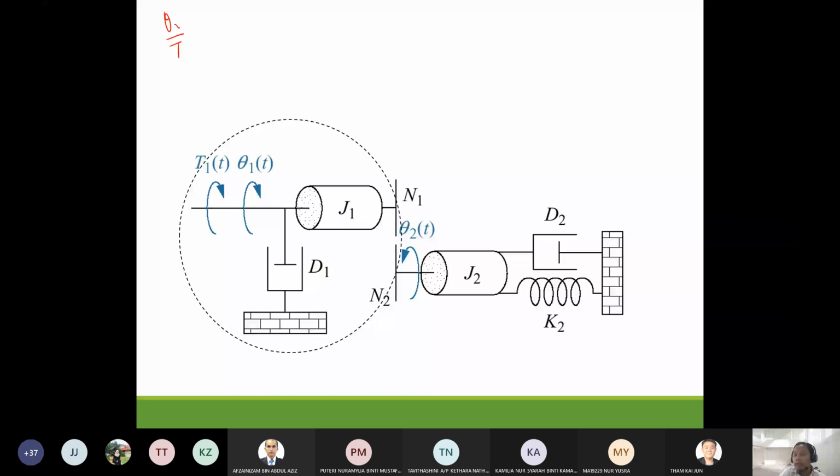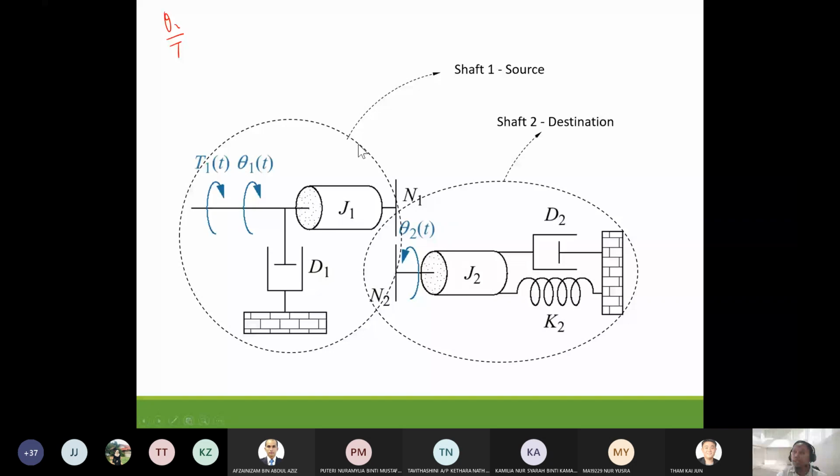So if you want to find theta 2, basically you have to transfer everything from theta 1 to shaft theta 2. So meaning that you're transferring from source to destination. So theta 1 here, you can identify this as the source. And then the whole shaft on theta 2, you can identify it as the destination because you're transferring from theta 1 to theta 2.